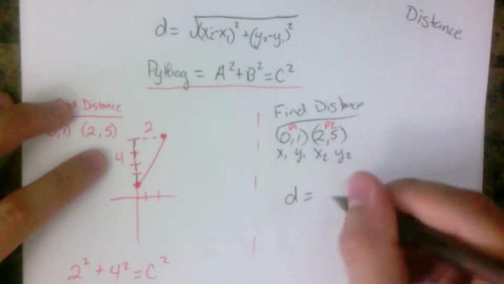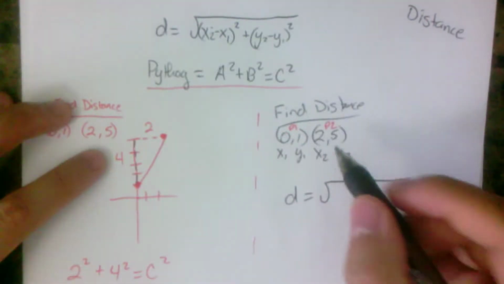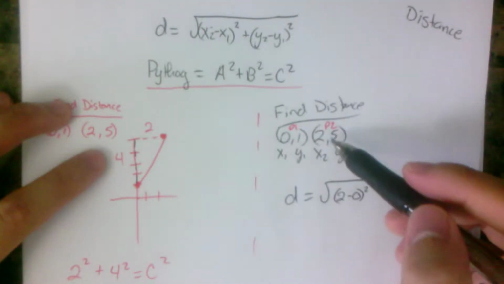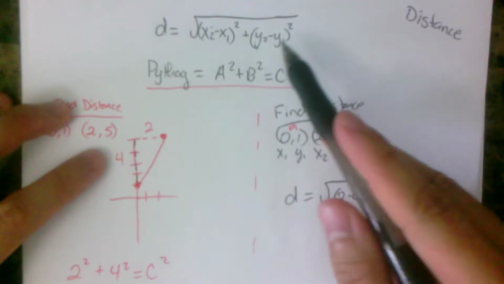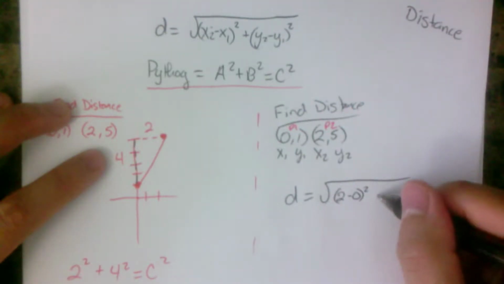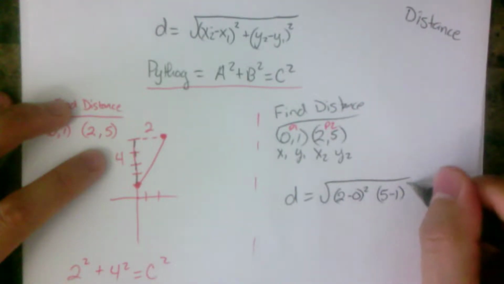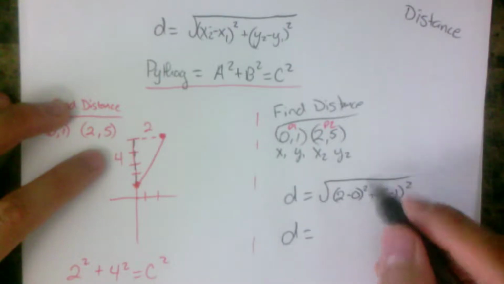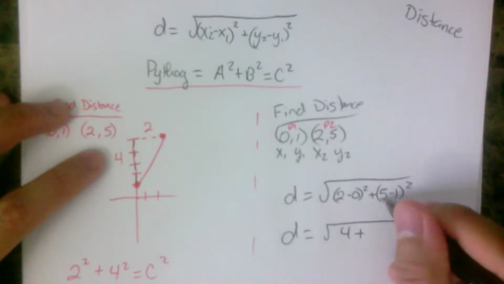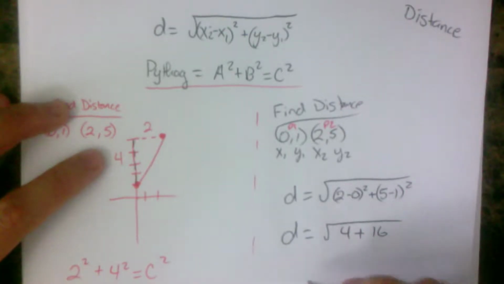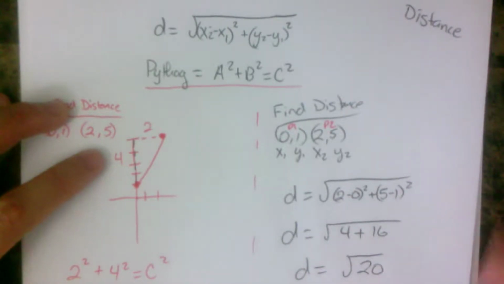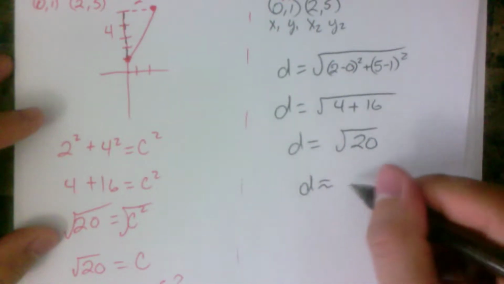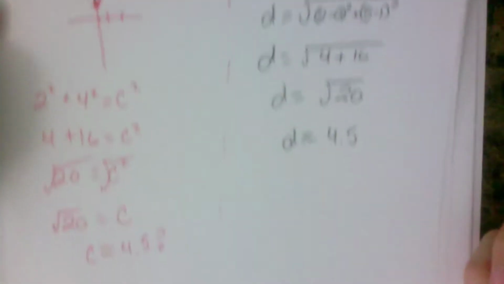So d is equal to the square root of x2 minus x1, so it's 2 minus 0 squared. And then y2 minus y1, 5 minus 1 squared. Don't forget your plus sign between these. And then let's go ahead and do the math. D is equal to 2 minus 0 is 2, 2 squared is 4. 5 minus 1 is 4, 4 squared is 16. And again, D is equal to the square root of 20. And you'll notice they work out exactly the same. All right, and then of course you can say D is roughly equal to like 4.5-ish. But they work out exactly the same.